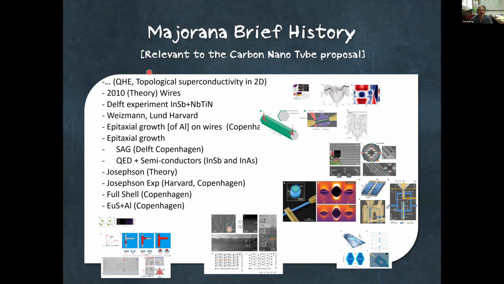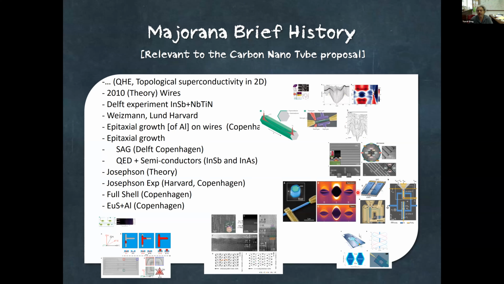Initially, Majoranas, we all know, were discussed in the quantum Hall effect and in 2 dimensions. Then there were these ideas of the wires and experiments in indium antimonide. Then there were many breakthroughs. I just want to mention the ones which are relevant here. The epitaxial growth was really important to make the gap very hard. There are discussions of selective area growth.